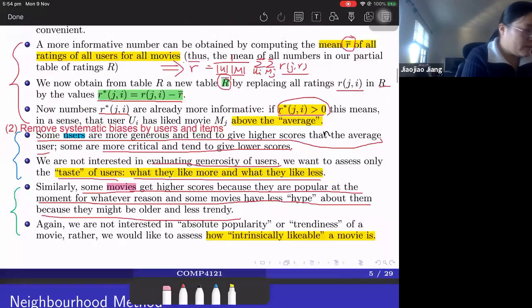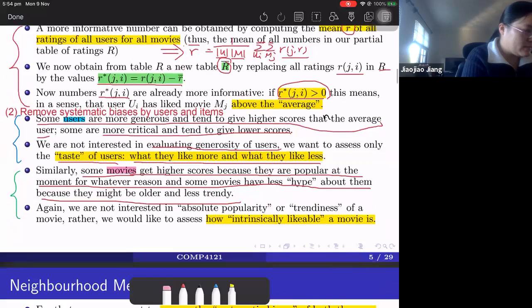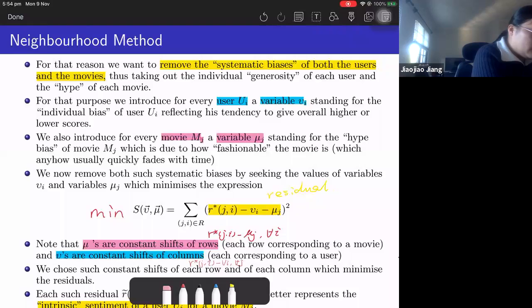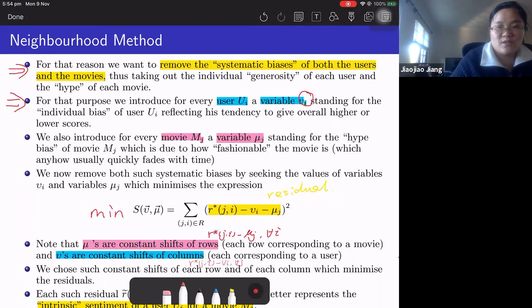All right, now, how do we remove those biases? We want to remove the systematic biases of both the users and movies. For that purpose, we introduce for every user UI a variable VI, standing for the individual bias of user UI, reflecting his tendency to give overall higher or lower scores. And similarly for every movie MJ, we introduce a variable μJ, standing for the bias of movie MJ.